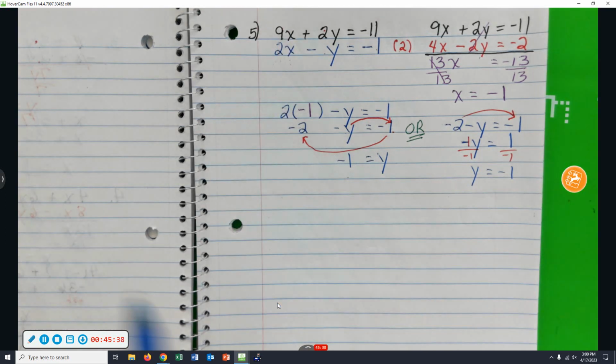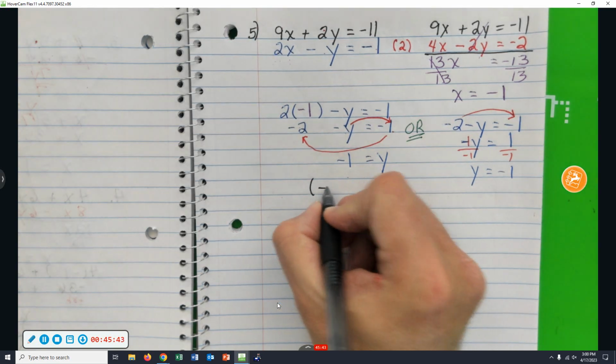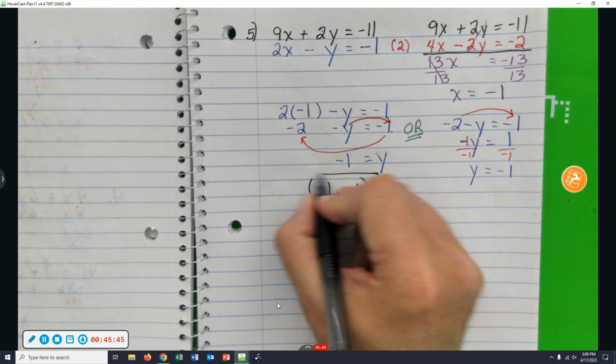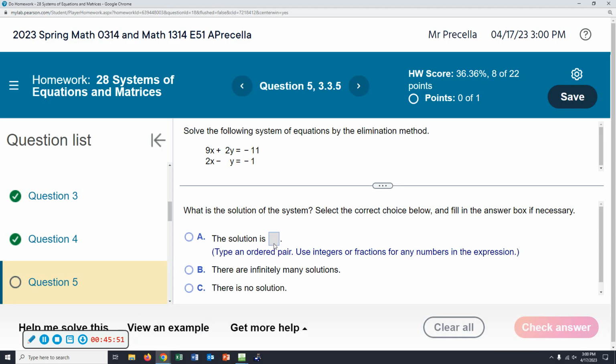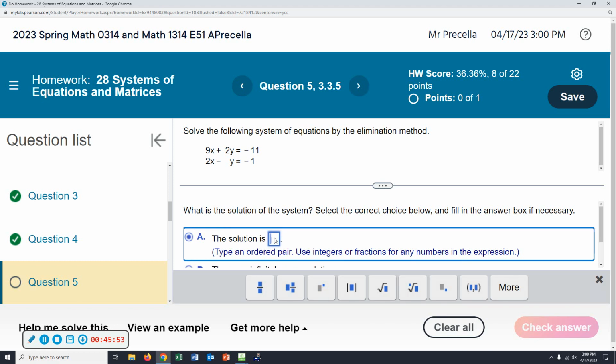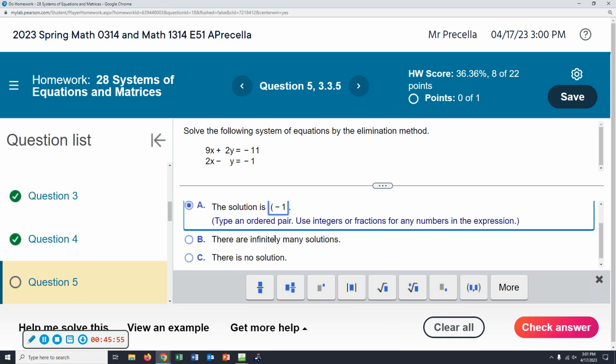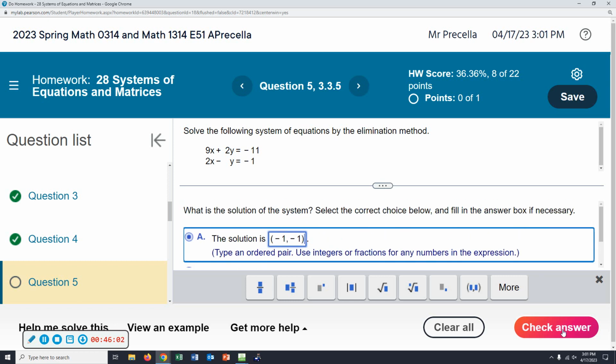It still works. Yeah, is it just negative 1 comma negative 1? No, that's the same. So negative 1 comma negative 1. Parentheses, negative 1 comma negative 1. Close parentheses.